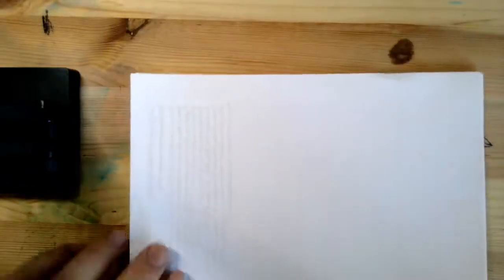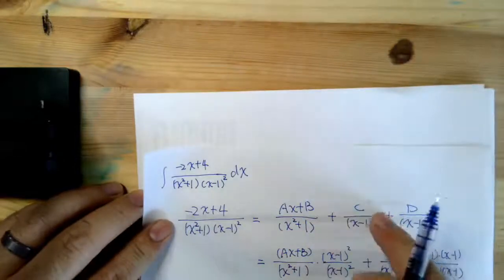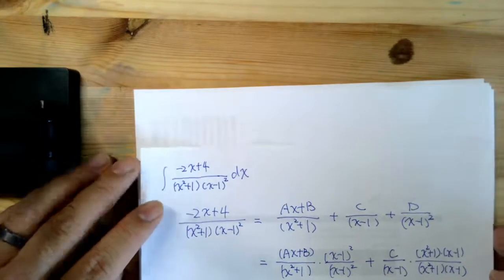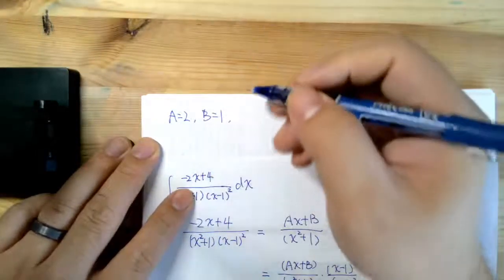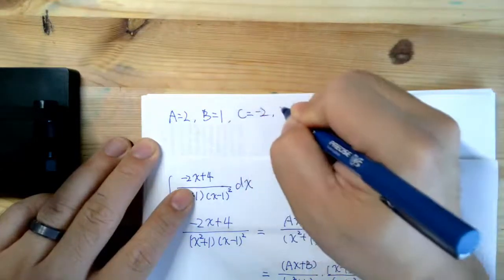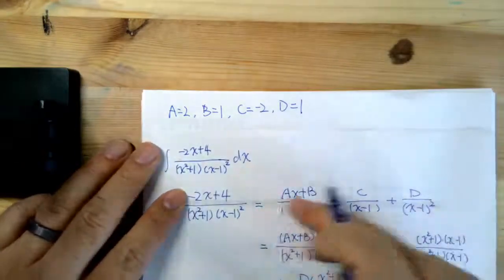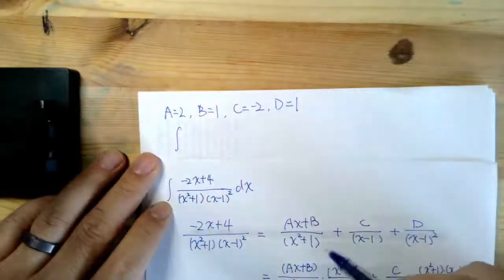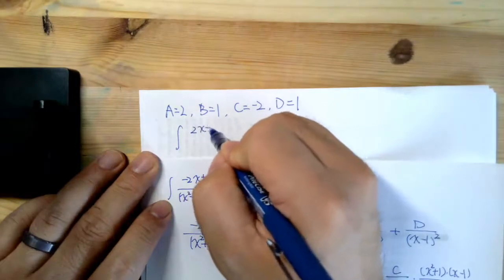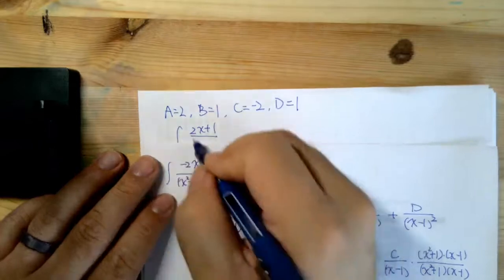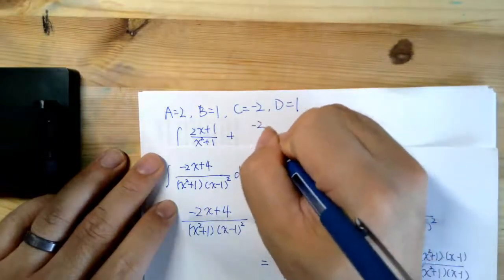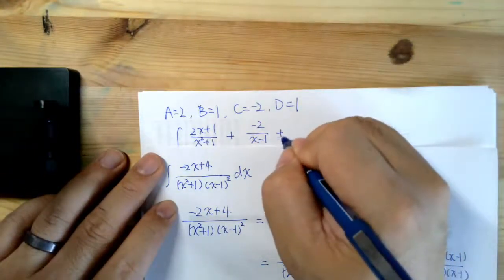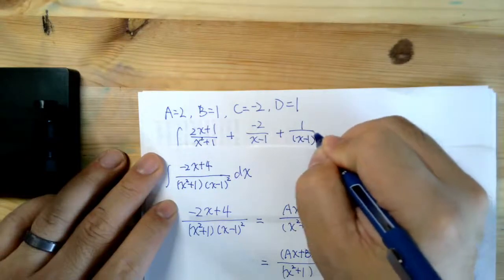Once I get that, my original problem, those partial fractions, with a is 2, b is 1, c is minus 2, and d is also 1, I can rewrite this. So my integral is going to be the integral of (2x plus 1) over (x squared plus 1), plus c, which is minus 2, so minus 2 over x minus 1, and then plus d, which is 1 over (x minus 1) squared, dx.